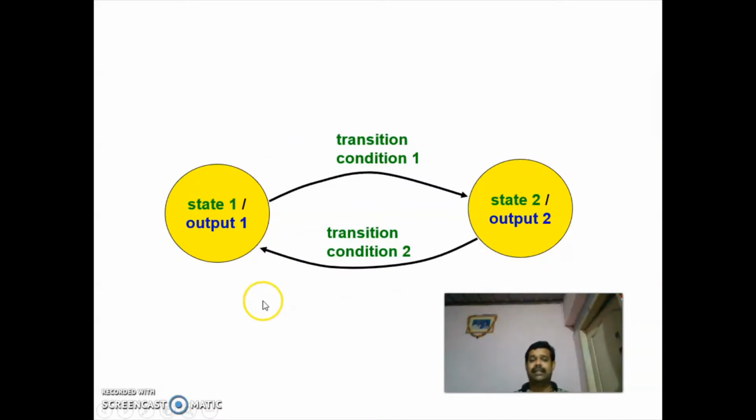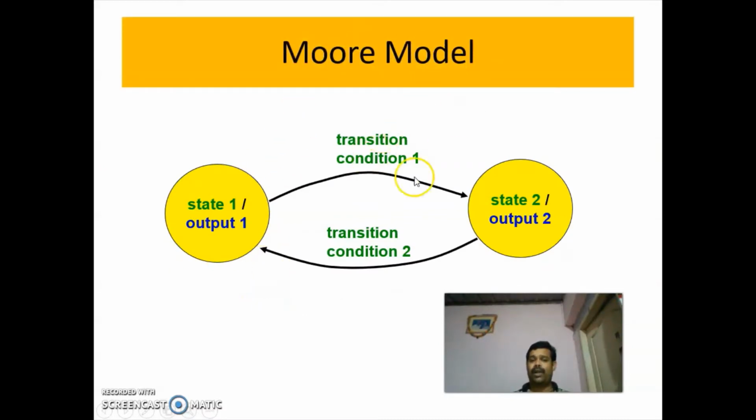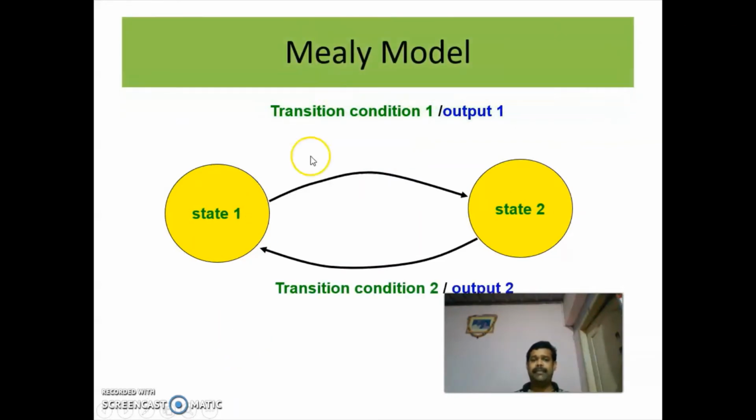Next, this is the Moore model's state diagram. Here we are writing the output inside the circle. Now we come to the Mealy model. In the Mealy model, we are writing the output on the transition, above the line segment. So this is the state diagram of the Mealy model.